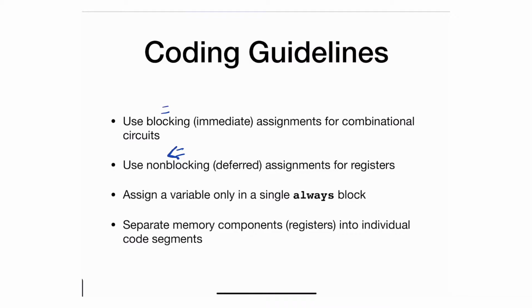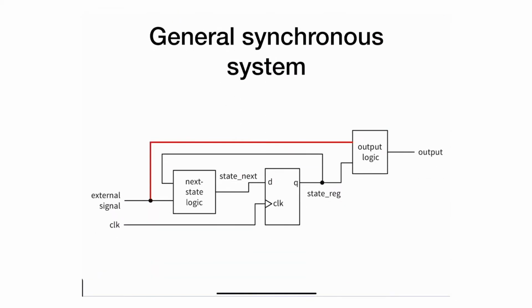The last coding guideline actually is not a must per se. It's mostly stylistic more than anything, but I have found it very useful when I'm dealing with sequential circuits. It actually helped me organize my thoughts and helped me avoid a lot of errors. So what this guideline tells me is you should separate the memory components, which are registers, into individual code segments. Specifically, it is the following.